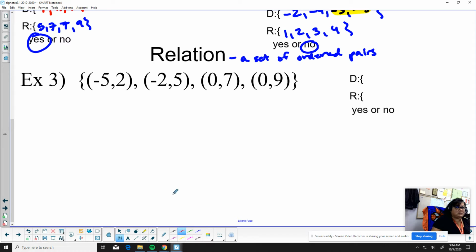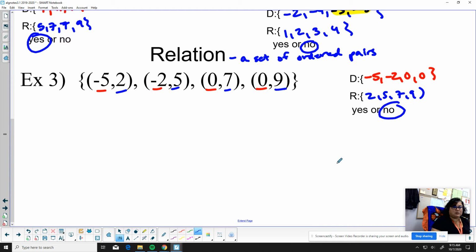So as this is just like the tables above. So the domain would be these. So -5, -2, 0, and 0. And the range would be your y values. So 2, 5, 7, and 9. And this is not a function because there are two zeros in the x value.